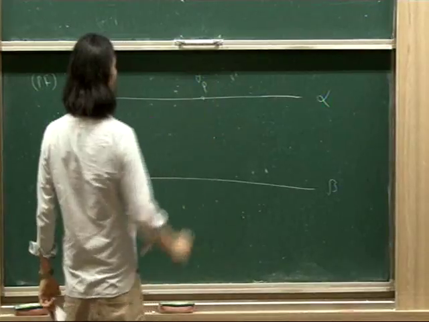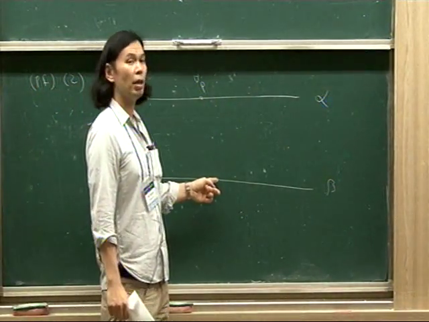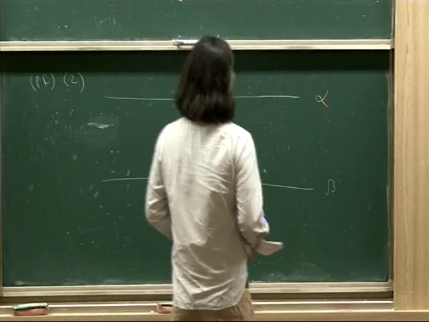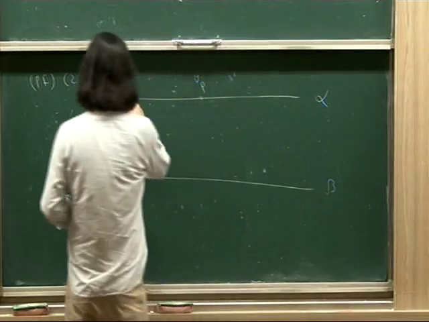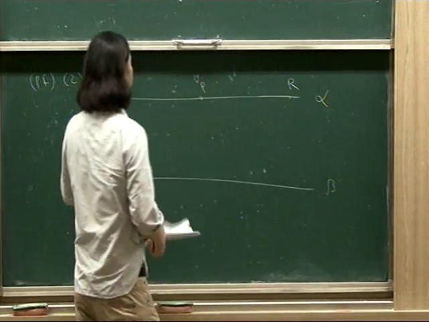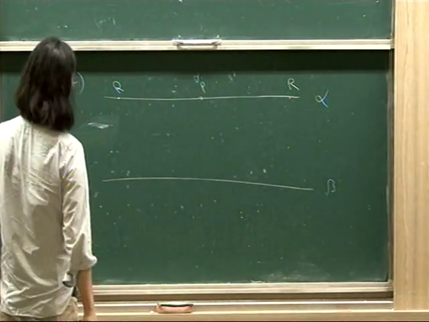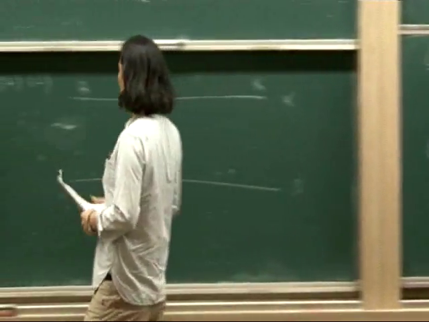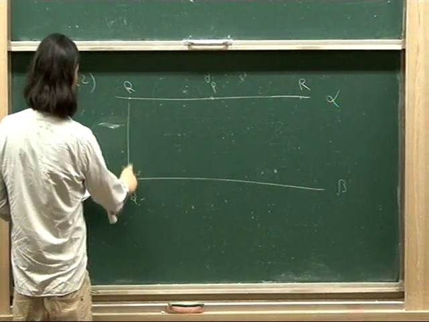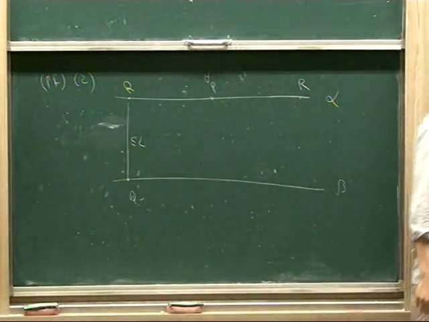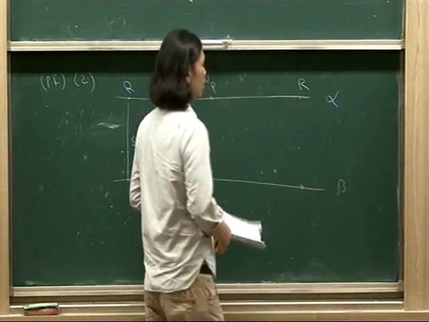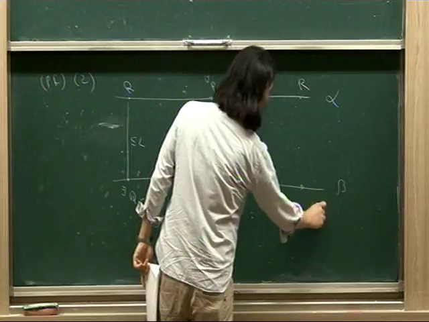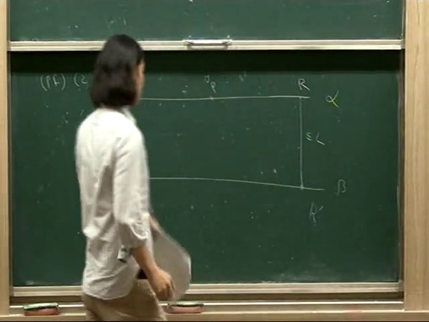So I take any point P on alpha, and my goal is to find some point on beta whose distance from P is at most 2 delta. Okay. Since alpha is a bi-infinite geodesic, I take points Q and R which are very far from P. Okay, so they're very far from P. Then because of this assumption, for Q, there must be a point on beta, Q prime, whose distance is at most L. L is this number. And also for R, since the half distance between alpha and beta is at most L, there must be a point on beta whose distance from R is at most L.